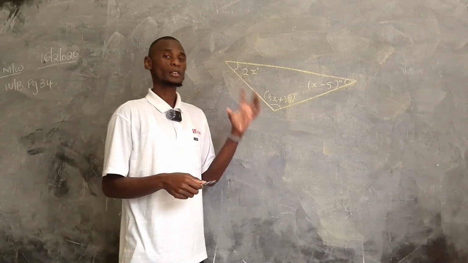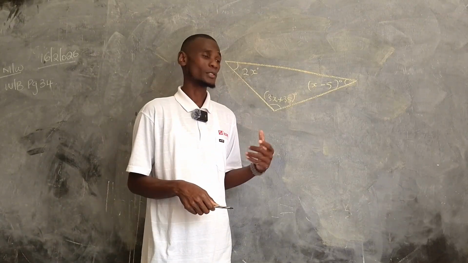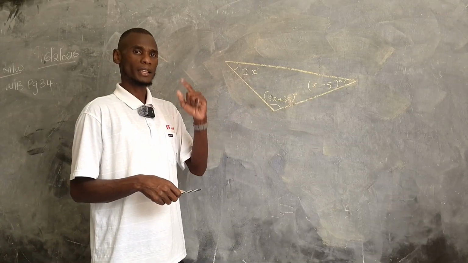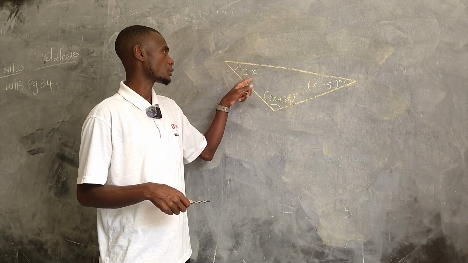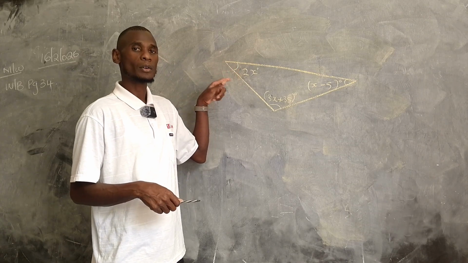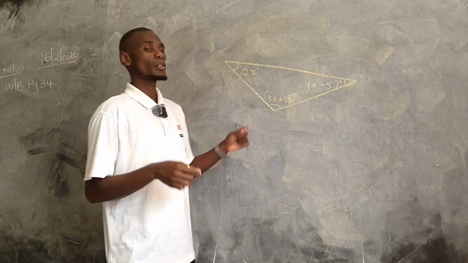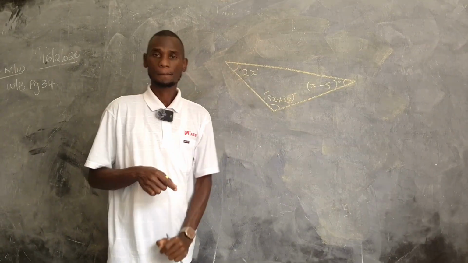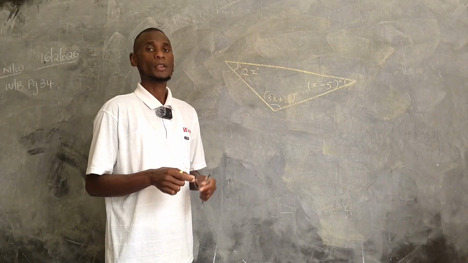So we are going to use the knowledge of solving equations to find these angles. This is what you have been given, but by the end of the day, you are supposed to get this angle. Apart from being 2x, what is that angle in terms of degrees? So the first thing we are going to do is form an equation using these figures that we have been given here.